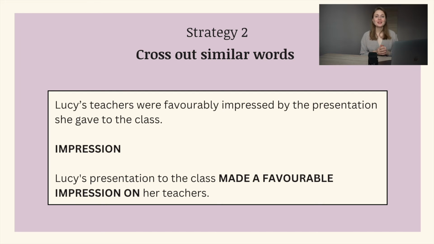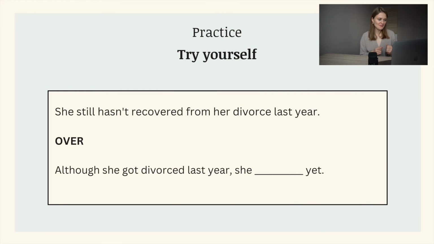And probably now you want to practice yourself. No problem, here is another example. Sentence: She still hasn't recovered from her divorce last year. Keyword: over. And you see the second sentence below. Now I suggest that you pause the video and try it yourself. Then resume play and then we'll compare our answers.